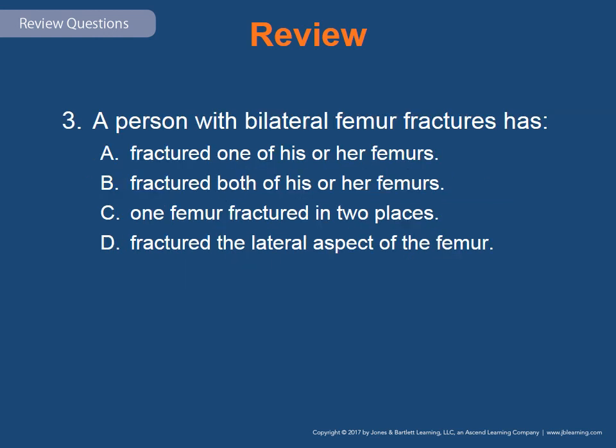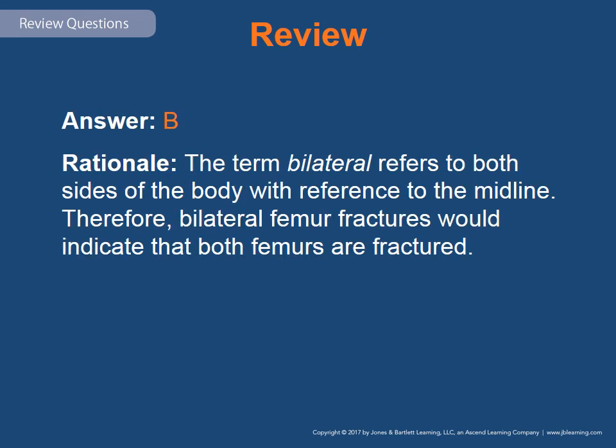And remember that the xiphoid process also is directly over the diaphragm, so we want to try to avoid that when we're doing compressions. A person with bilateral femur fractures has fractured one of his or her femurs, fractured both of his or her femurs, one femur fracture in two places, or fractured the lateral aspect of the femur. B. The term bilateral refers to both sides of the body with reference to the midline. Therefore, bilateral femur fracture would indicate that both femurs are fractured.